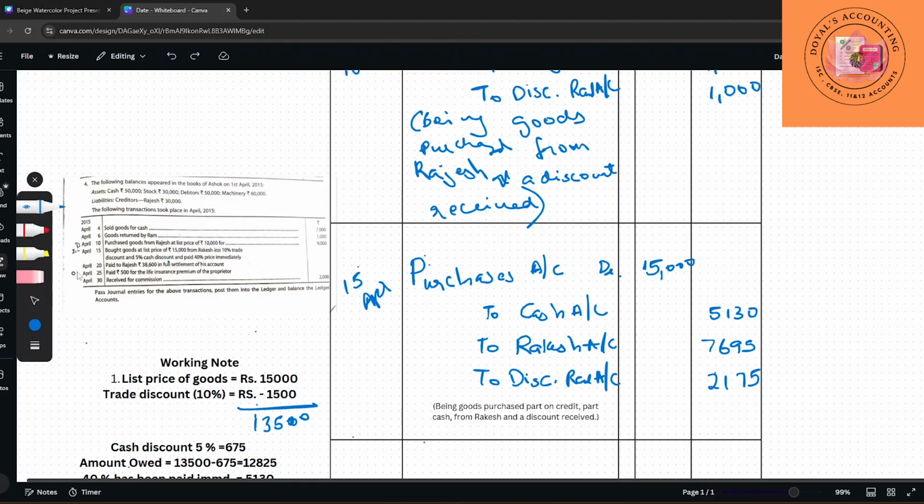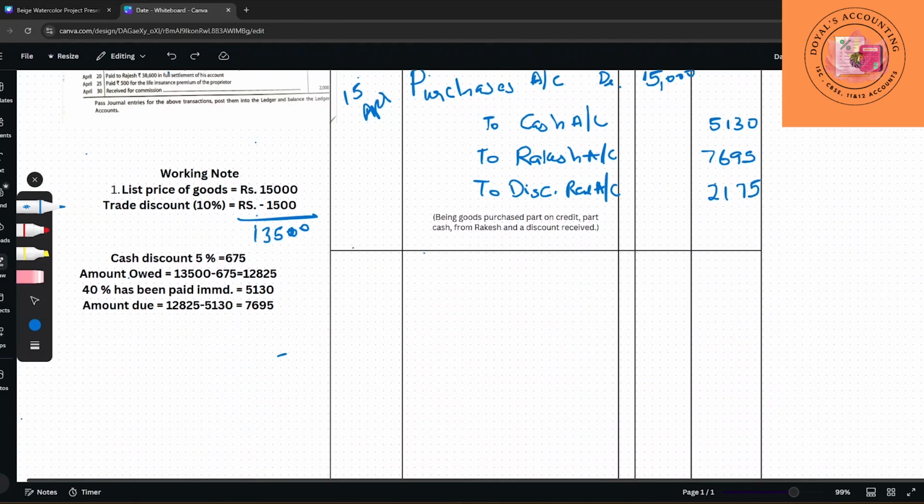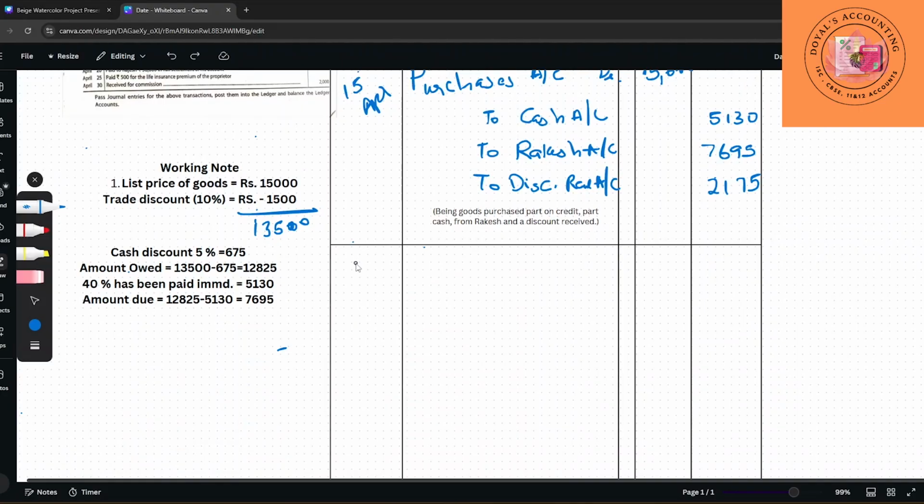Success. On 20th, we have paid Rajesh 38,600 in full settlement of his account. Okay. How much do we actually owe Rajesh? So we have purchased goods worth 9,000 from him and we already owe Rajesh 30,000. So in total we owe Rajesh 39,000. But we have paid him only 38,600. That means Rajesh has given us a further cash discount of 400 rupees, and that needs to be recorded.